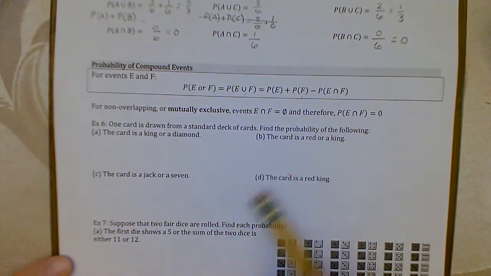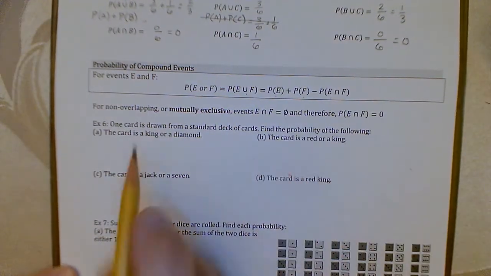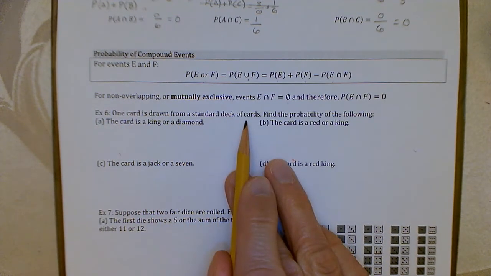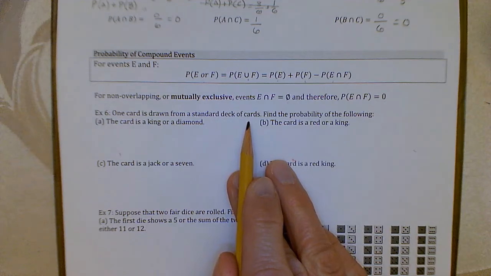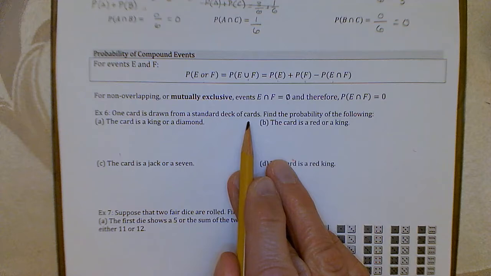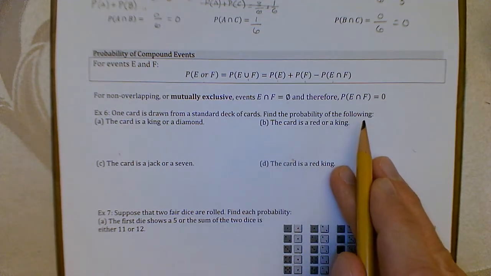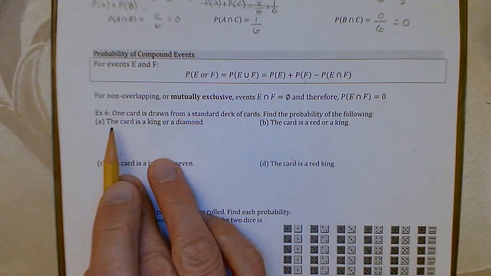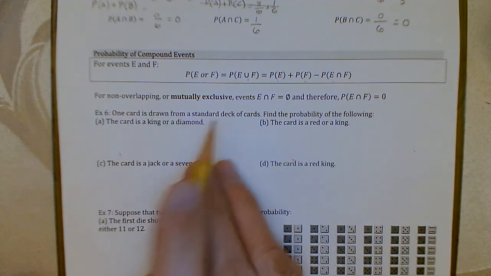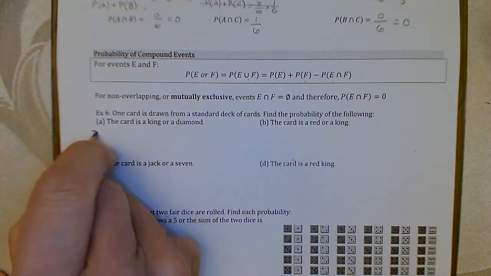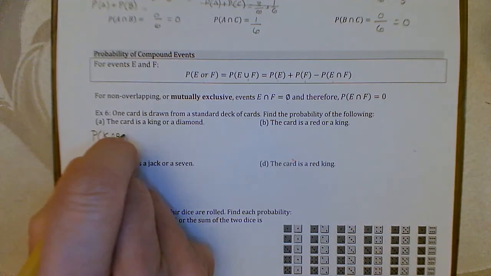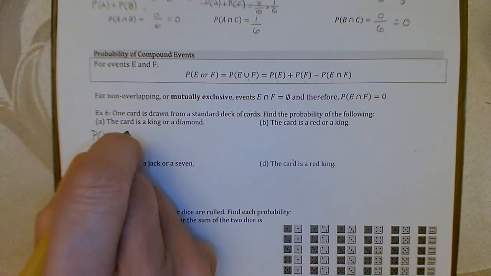All right, so let's look at some examples. Example 6. 1 card is drawn from a standard deck of cards. Remember, if you need to review that, go back and look on page 2 of our notes that had the printout of all the different cards that are possible. Find the probability of the following. All right, so we draw 1 card. Probability that the card is a king or a diamond. So we can say, what's the probability that you have a king or a diamond? Let's just draw a diamond shape.